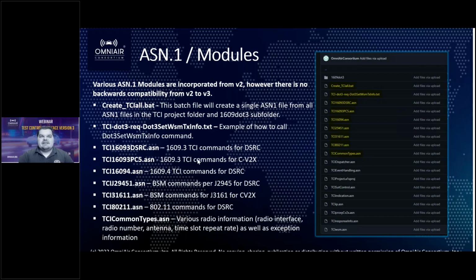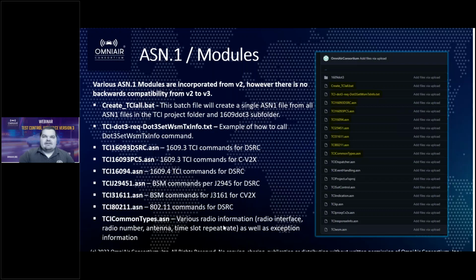You have the 609.3 DSRC, which is grouped for the 609.3 TCI commands for DSRC. 609.3 PC5 is the new updated module to support 609.3 TCI commands for CV2X. .4 is only DSRC. We have not included that into CV2X as of yet. J2945 is the BSM message set commands for DSRC. The 3161, as a few people have touched on before, is the BSM commands for CV2X. And we have kept the TCI 802.11 as well, so you still have those commands for DSRC for the PHY layer.